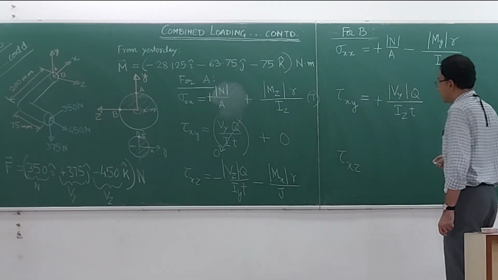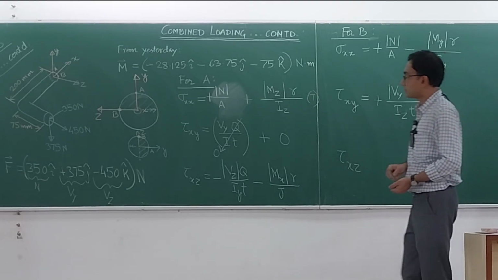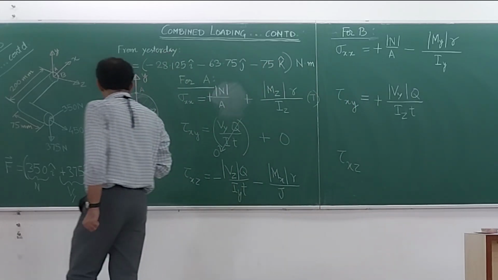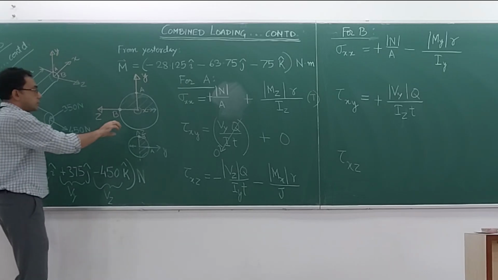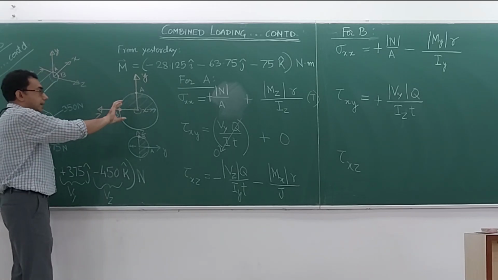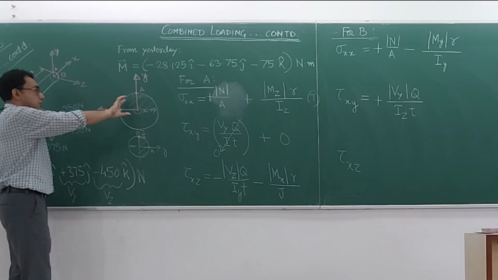Next, the Tr by J. Okay, Tr by J. So again, which is the torsion? It is the Mx component, again that minus 28.125. So over here, you look at this picture only. Again, this thing is like this. Nothing has changed from before, because Mx is Mx. So it is like this.